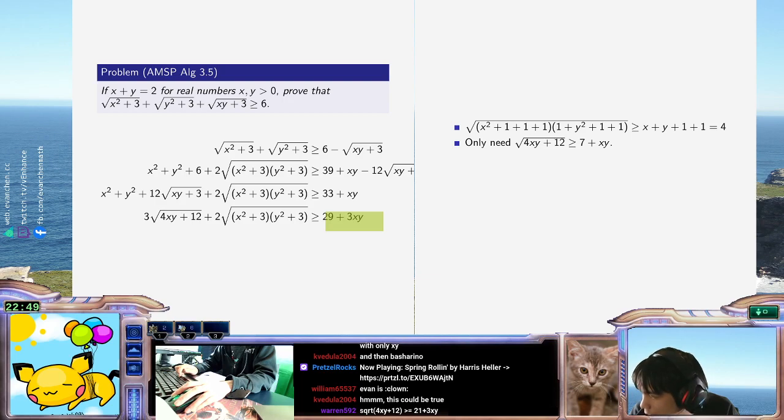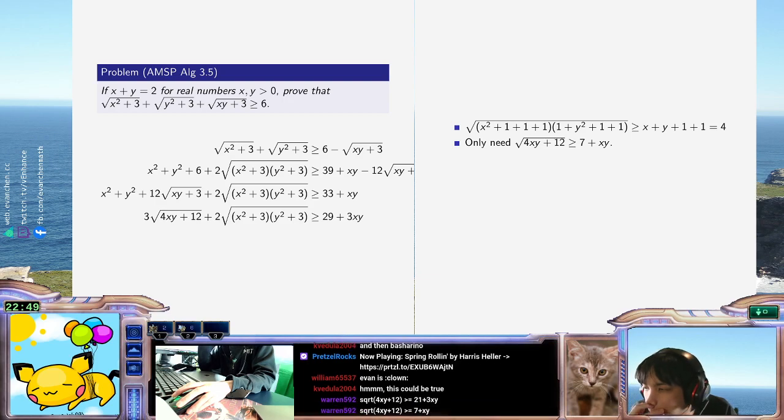So it's like 21 plus 3xy. Yeah. What did I mess up? God. When I add 2xy, that's 4, right? So when I plug in x plus y equals 1, this is 32. This is 8 plus... Oh, I just suck at... okay, whatever.